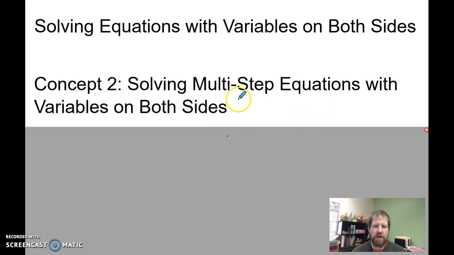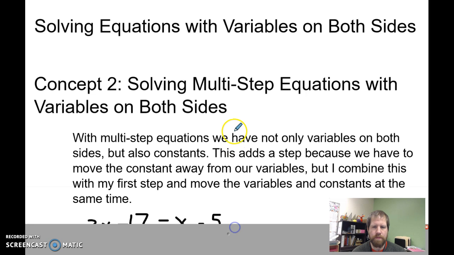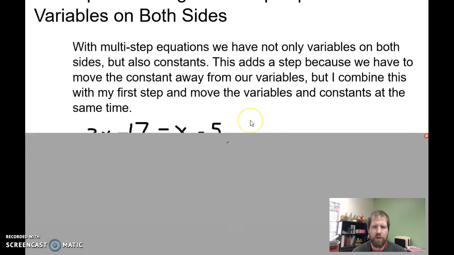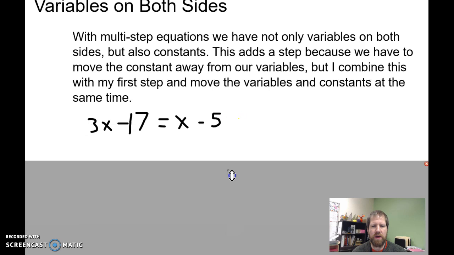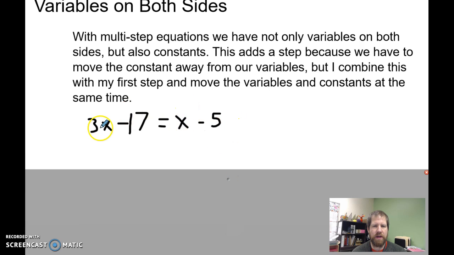Concept 2, solving multi-step equations with variables on both sides. Alright, so multi-step equations means that we not only have variables on both sides, but we also have constants on both sides. This is going to add an extra step to our process because we're going to have to move both the variables to one side and the constants to one side.